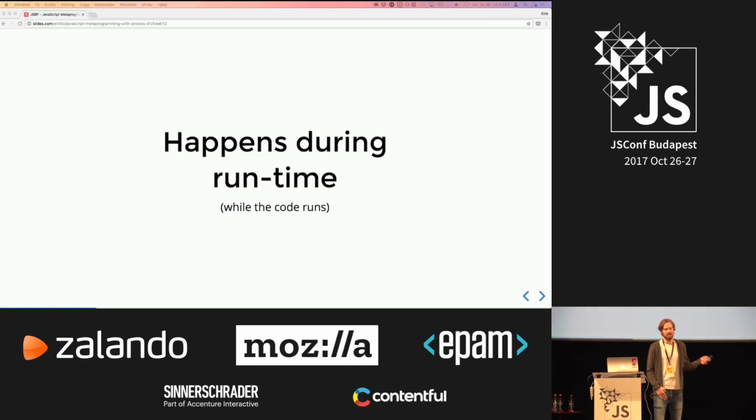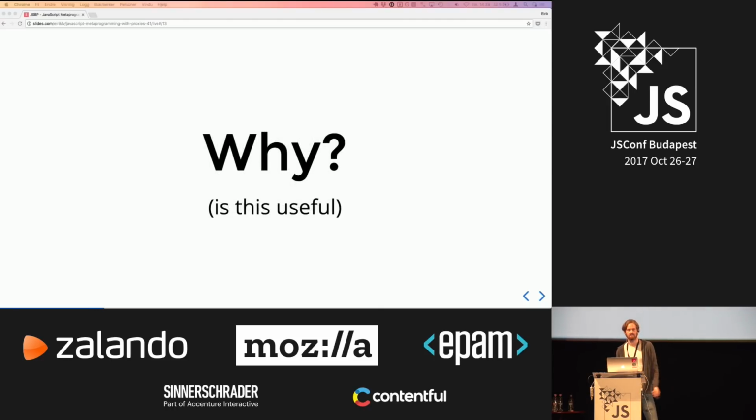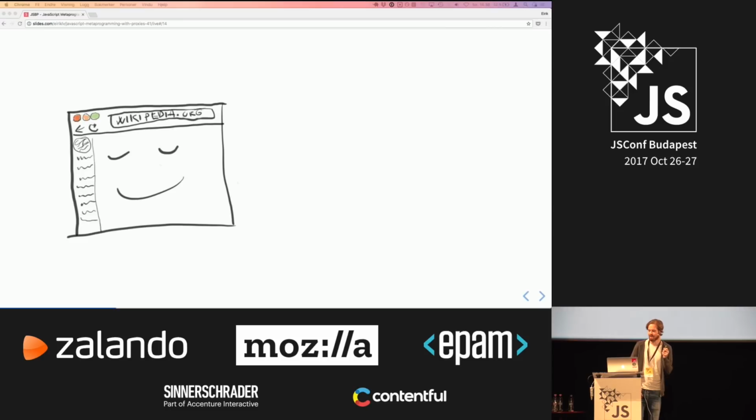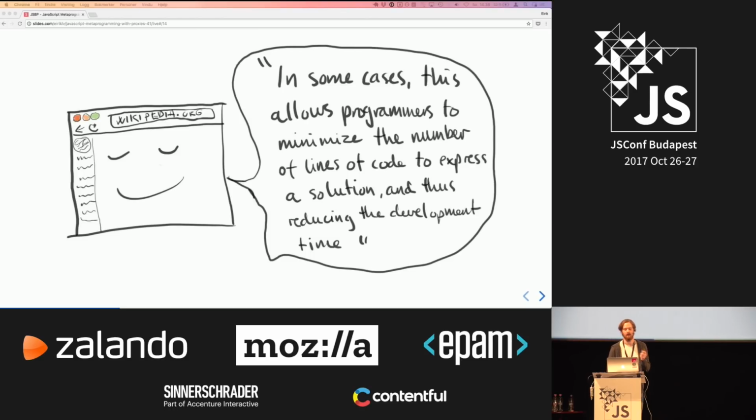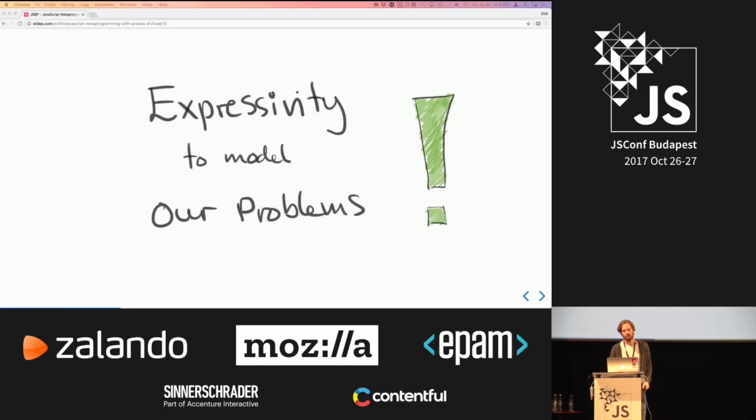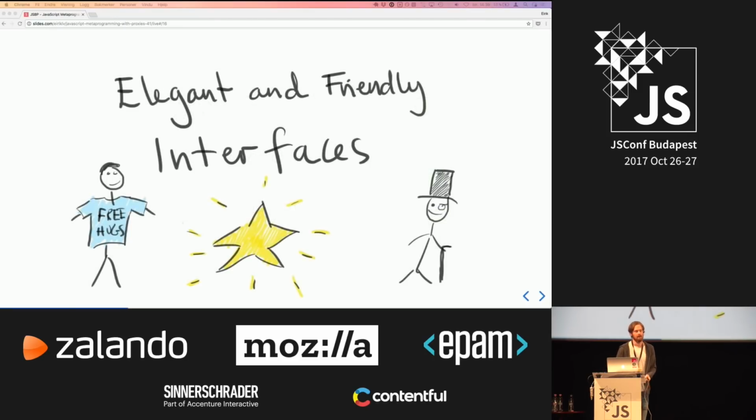All of this reflection stuff happens during runtime while our code is running. And that brings us to a natural question: why is all of this useful? Why do we need this? So I went and asked Wikipedia again. Wikipedia's answer is, in some cases, this allows programmers to minimize the number of lines of code to express a solution and thus reduce the development time. I'd rather say that the reason this is very useful is because we want as much expressivity as possible to model our problems. And what we want is these elegant and developer-friendly interfaces.